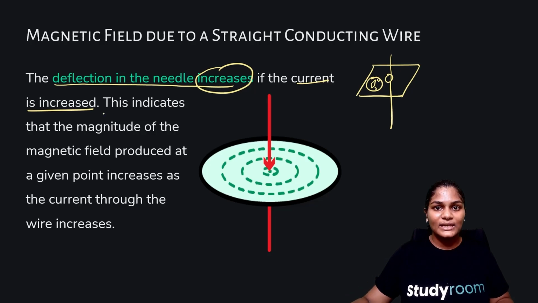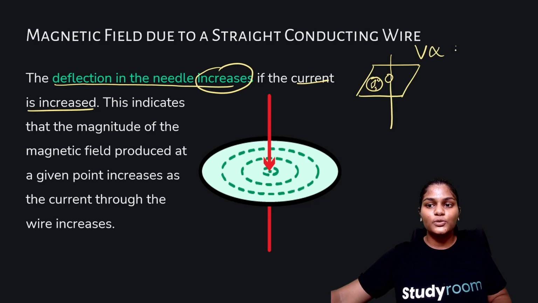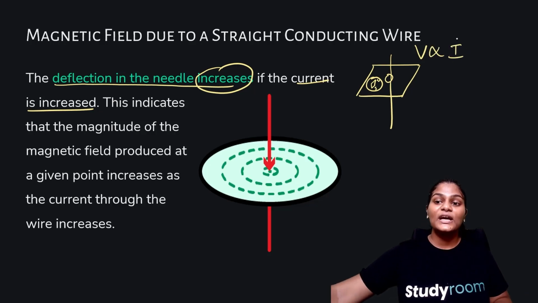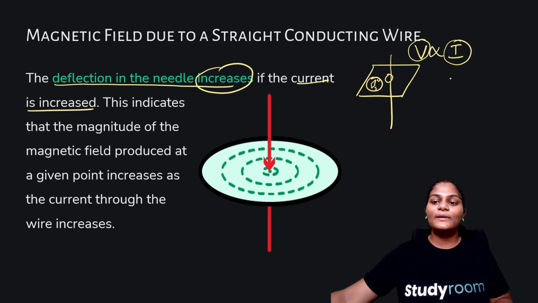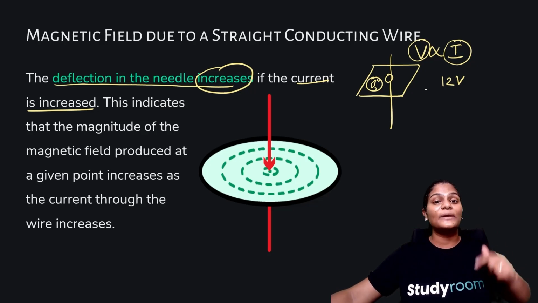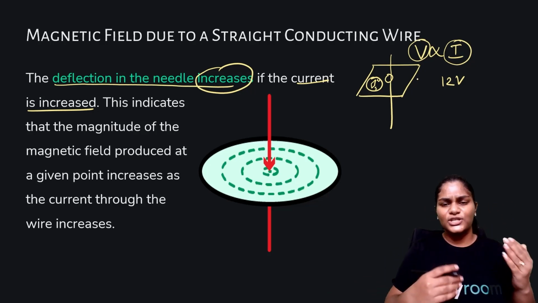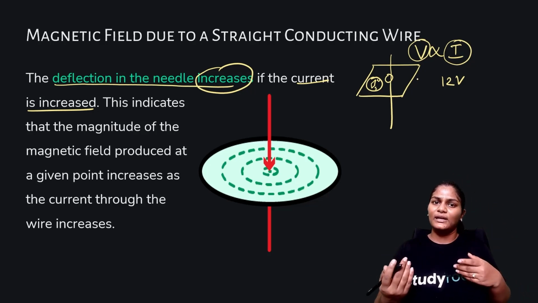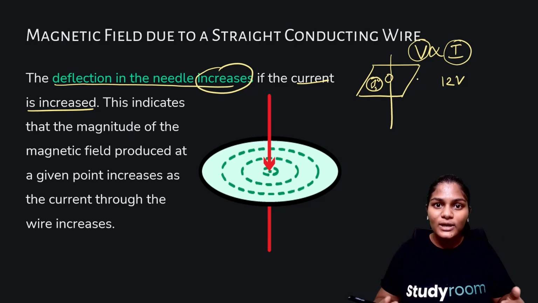What does that mean? The current is increased means that we know that V is proportional to I, Ohm's law, right? So if the current is increased, to increase current, we would have to increase voltage. That means if a 6-volt battery was used, we replace that and use a 12-volt, or a 7, 8, 9, just more than 6-volt battery. That means current increases. So when current increases, the deflection in the needle increases. What does that mean? If the deflection is increasing, that means the field is going even stronger, right?